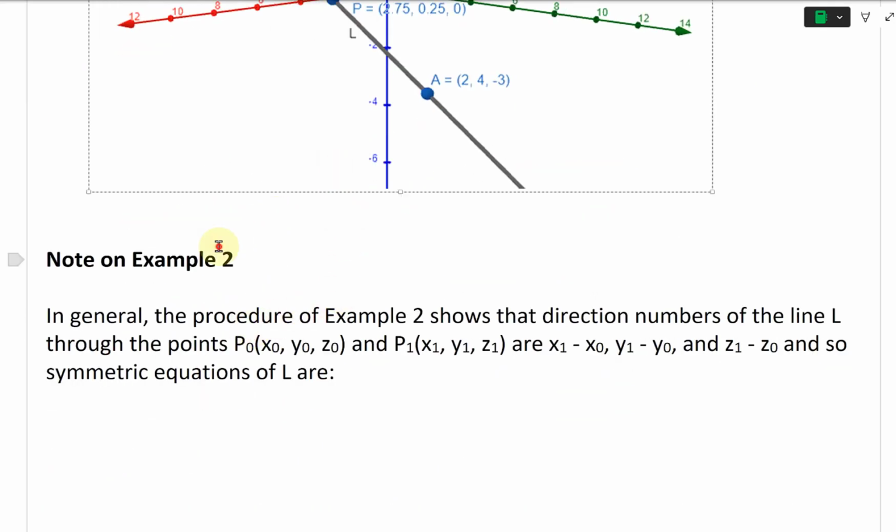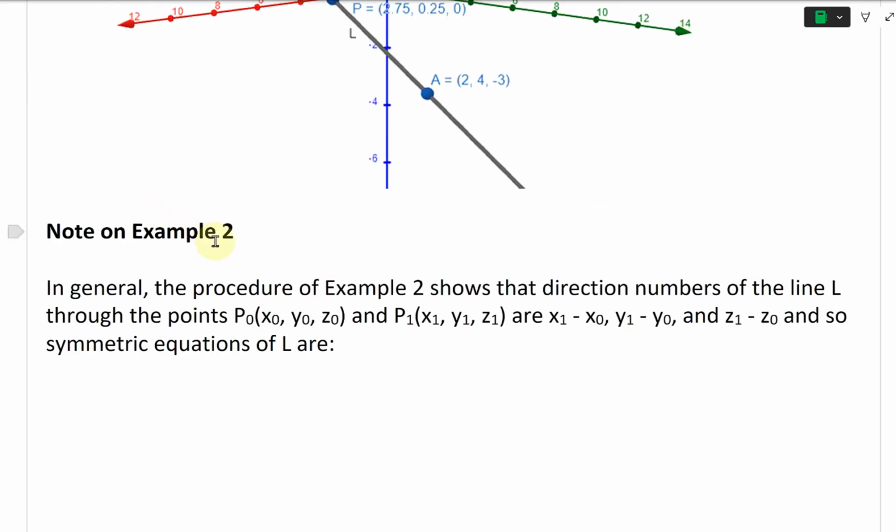So let's continue further and look at a note on example 2. In general, the procedure of example 2 shows that the direction numbers of the line L through the points P naught, which has coordinates x naught, y naught, z naught, and P1, x1, y1, z1, are x1 minus x naught, y1 minus y naught, and z1 minus z naught. And so the symmetric equations of L are.